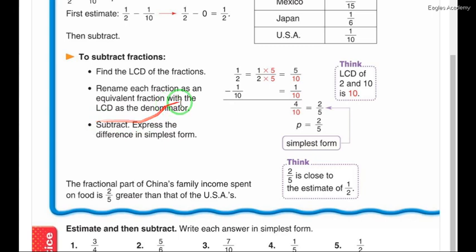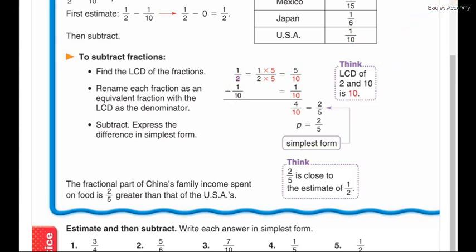Okay, so here we have 1 out of 2 and 1 out of 10. How to make the 2 into 10? We just multiply it by 5. As the LCD for 2 and 10 is 10, we just need to multiply this 2 by 5 to make it 10. Of course, we can't multiply the denominator without multiplying the numerator. So 1 times 5 is 5, and 2 times 5 is 10.